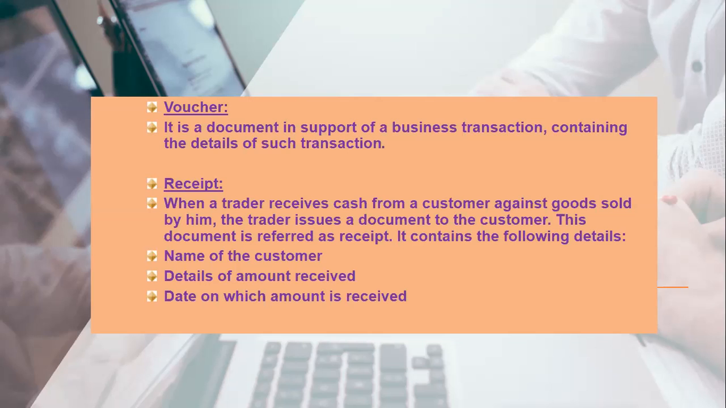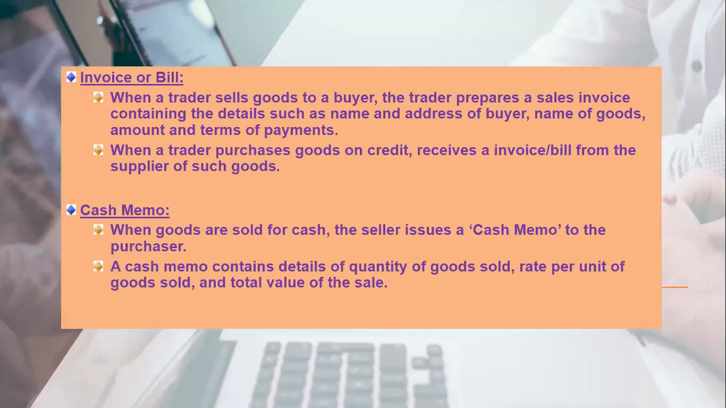Invoice or bill. When a trader sells the goods to a buyer, the trader prepares a sales invoice. In case of a credit transaction, the supplier will issue a sales invoice to the customer containing details such as name and address of buyer, name of the goods, amount and terms of payment. When a trader purchases goods on credit, he receives an invoice or a bill from the supplier of such goods.